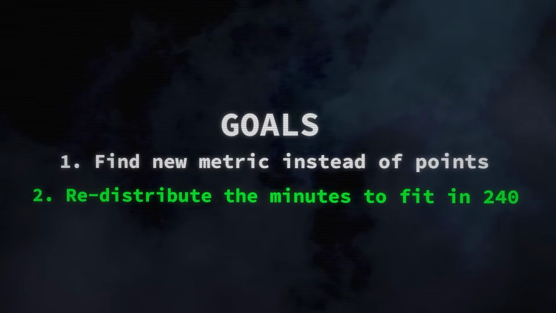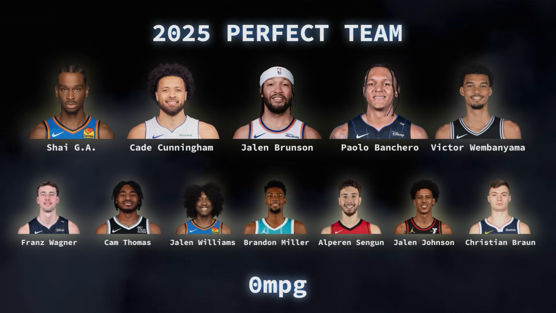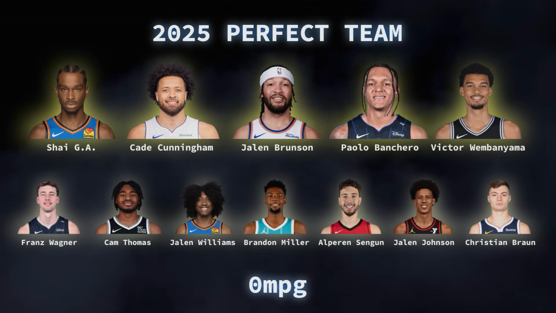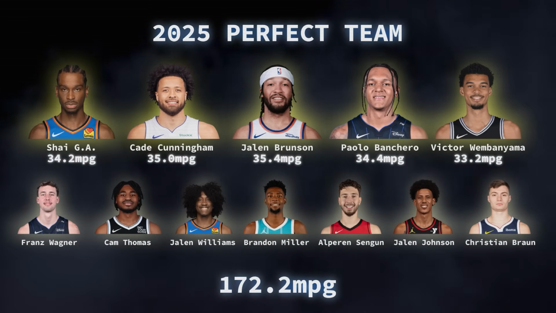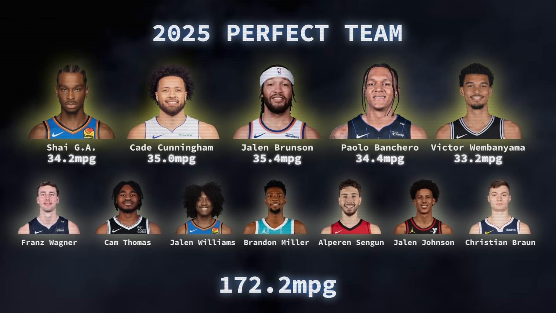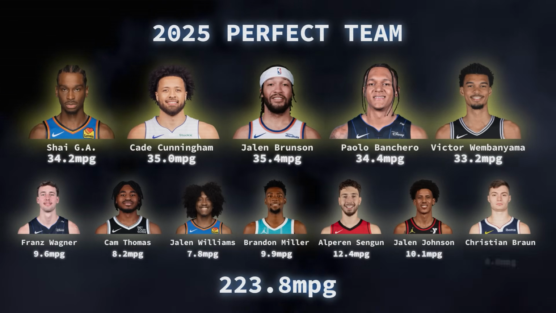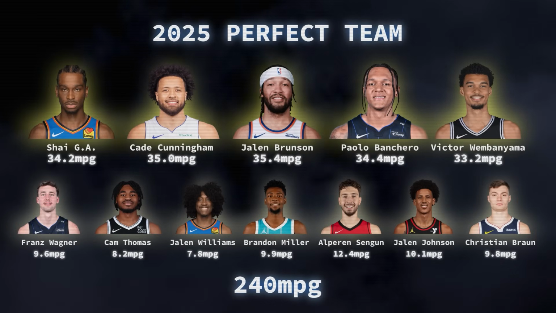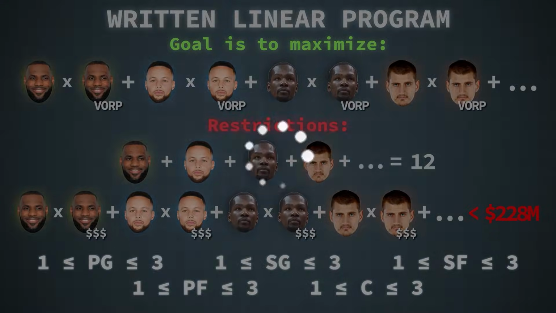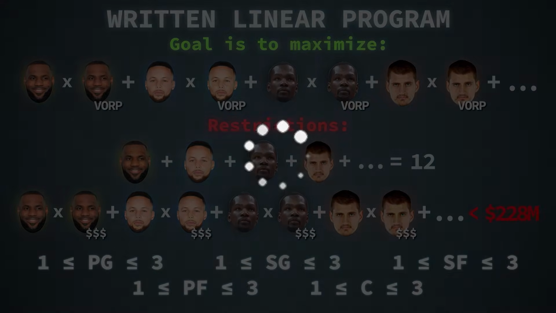So I'll use that as my spending ceiling from now on. To fix the minutes problem, I'll make the program pick the highest VORP player at each position as a starter and give them more than 30 minutes of playing time. Then we split the remaining minutes across the rest of the players so that the whole team plays a total of 240 minutes. With all this set, it's time to run the linear program and find the truly optimal basketball team.